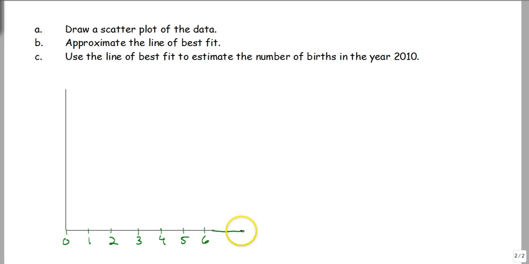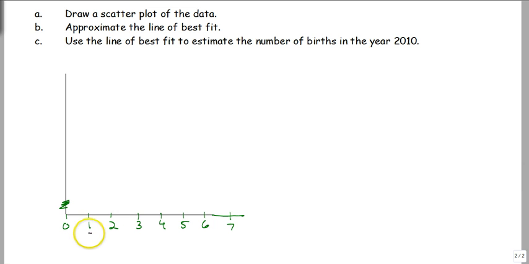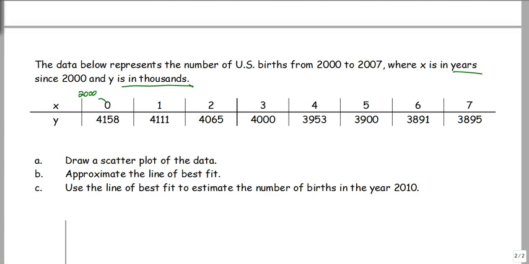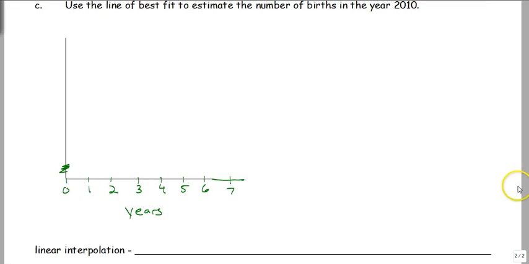I need a 7. And then we have to do thousands of births. So it looks like the data goes from 41 to like 38. So I'm going to do something where there's a break in the data. And this is, again, going to be years after 1990. Well, actually, we're doing 2000, aren't we? Years after 2000. And this is going to be births in thousands.